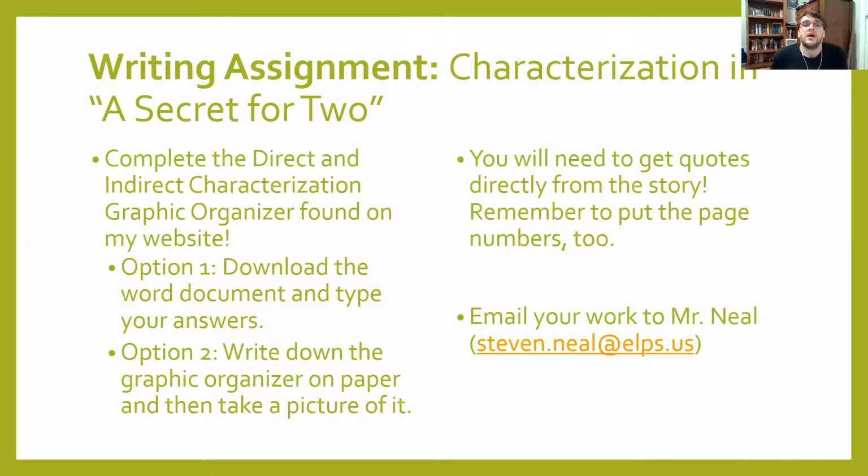So, your assignment for this week is about characterization in A Secret for Two. You will complete the direct and indirect characterization graphic organizer found on my website or in the email that you receive on Sunday night. You have two options for how you complete this assignment. Option 1, you can download the Word document and type up your answers. Option number 2, you can write down the questions or the information on paper and then take a picture of it.